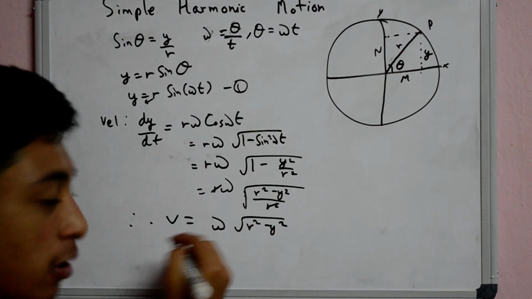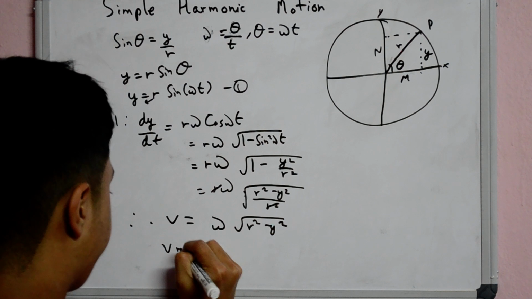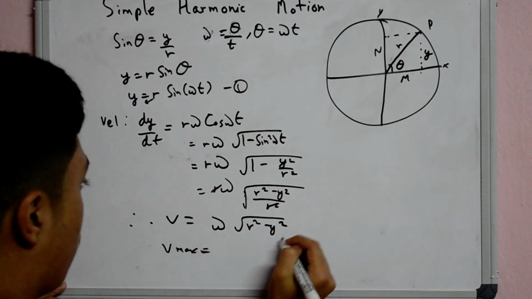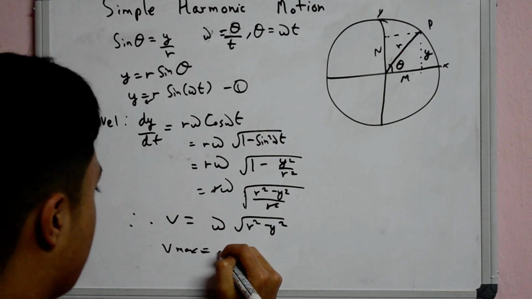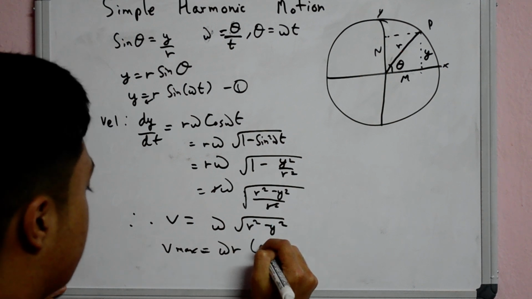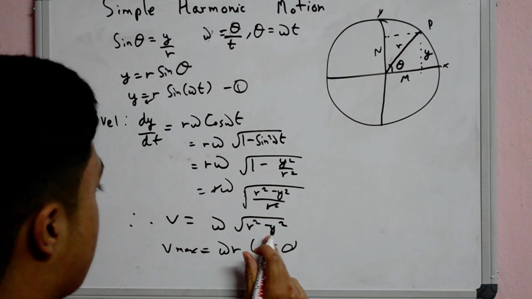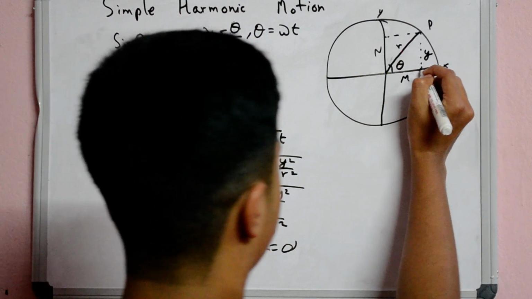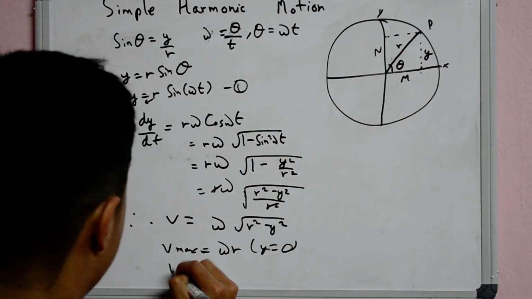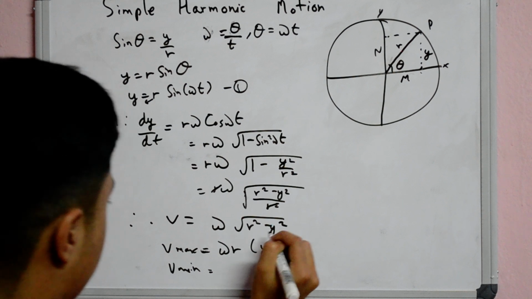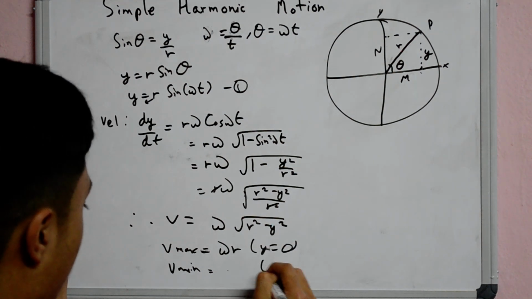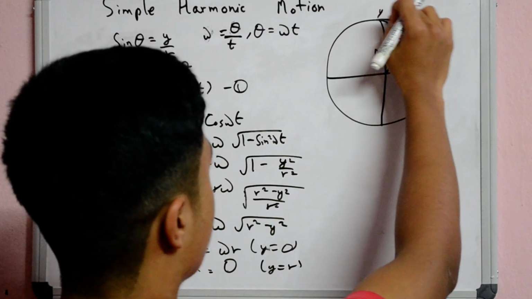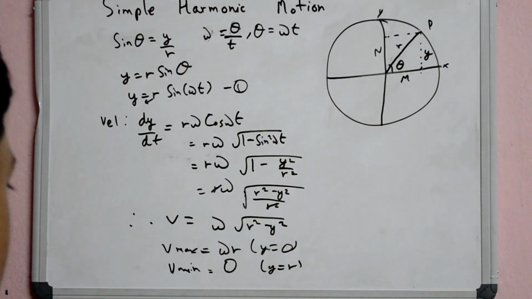That means that the velocity is maximum when y is equal to 0. So that gives us omega r when y equals 0. That means when it is at the mean position, namely over here. And v is minimum, that is v is equal to 0, when y is equal to r. So this is 0 when this is all the way up here.